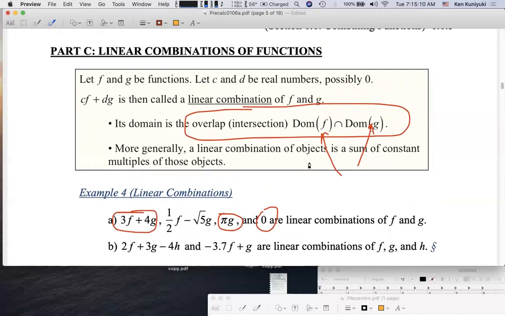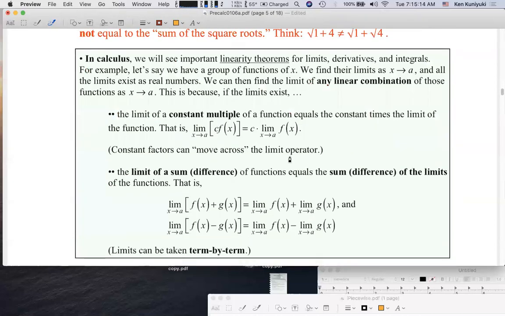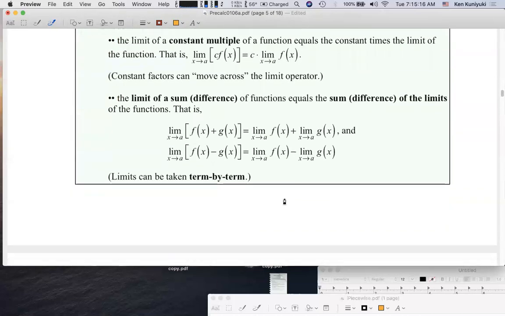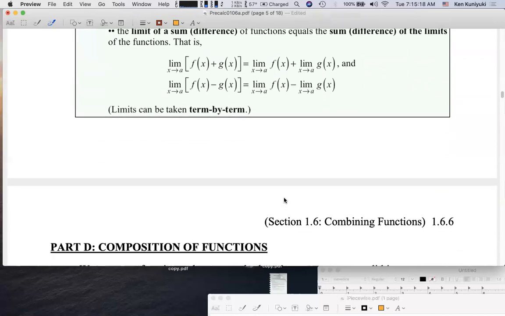We like linear combinations of functions. There are nice calculus rules for these also. Next up, a more creative way of combining functions, compositions.